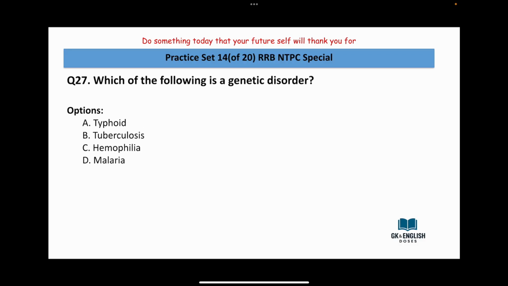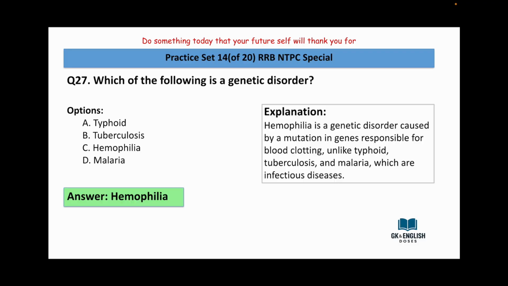Which of the following is a genetic disorder? Typhoid, tuberculosis, hemophilia, malaria. The answer is hemophilia. Hemophilia is a genetic disorder caused by mutation in genes responsible for blood clotting, unlike typhoid, tuberculosis, and malaria, which are infectious diseases.